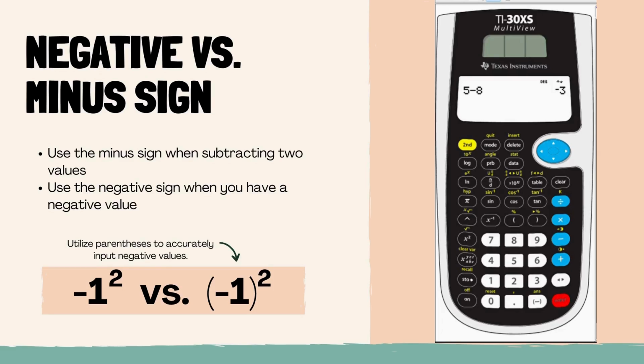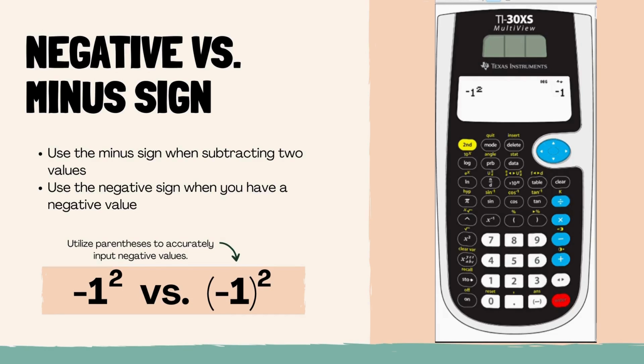And when we use this negative sign in actual calculations, we want to be sure to use parentheses to ensure that the negative sign is attached to the correct value. So let's say I wanted to take the square of -1. If I do that, the answer that it gives me is -1, which is incorrect.